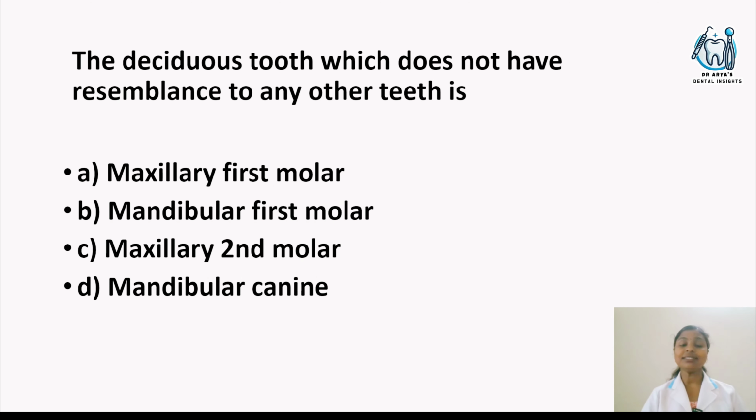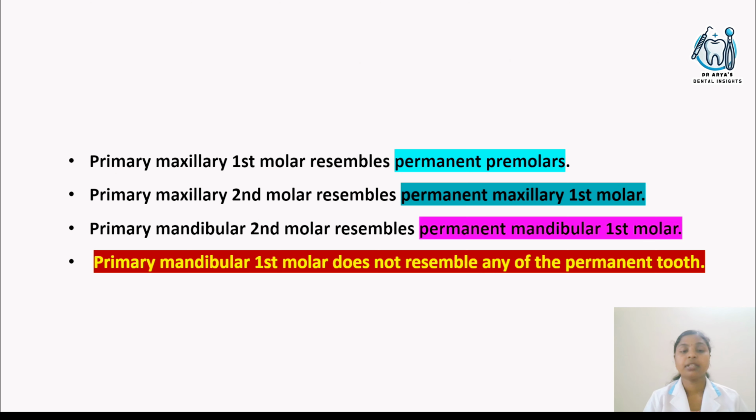So first question: the deciduous tooth which does not have any resemblance to other teeth. Is it the maxillary first molar, mandibular first molar, maxillary second molar, or mandibular canine? So let's go to the discussion part.